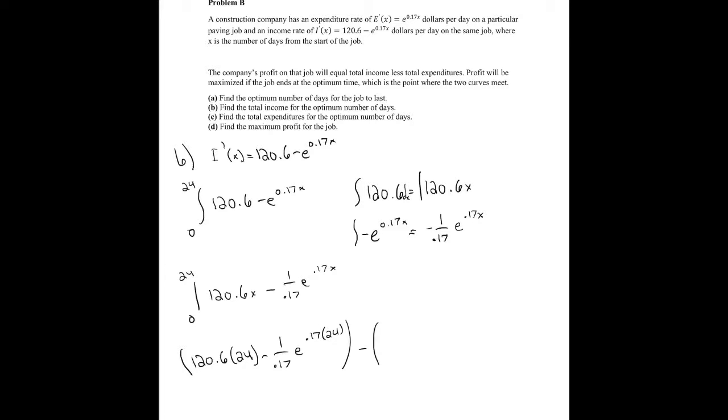We're going to want to subtract 120.6 times 0 minus 1 over 0.17 e to the 0.17 times 0. And this should give us our total income. When you subtract these two equations, we will get a total income of $2,552.37.